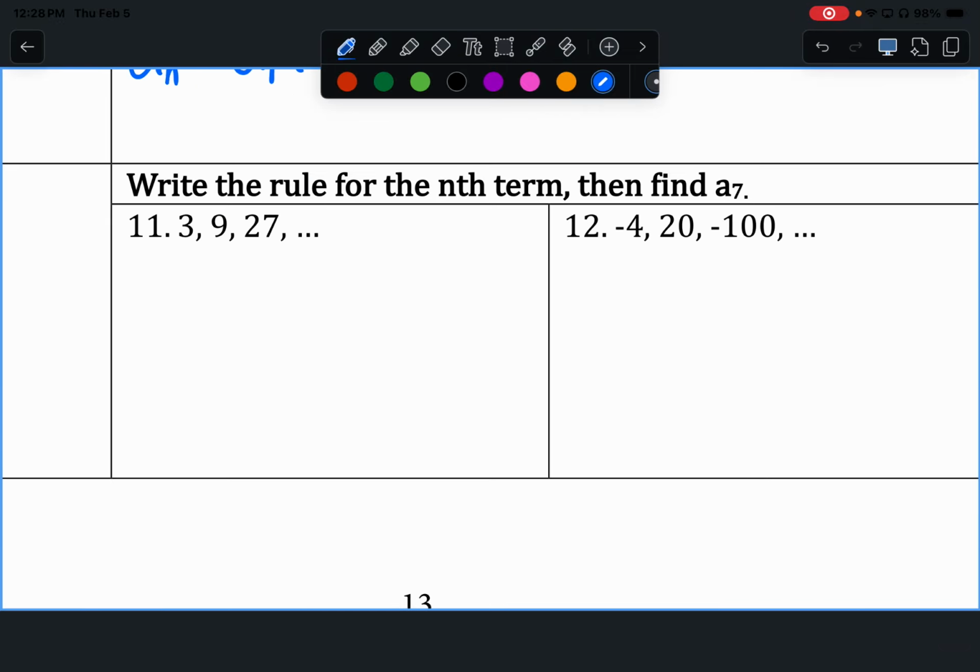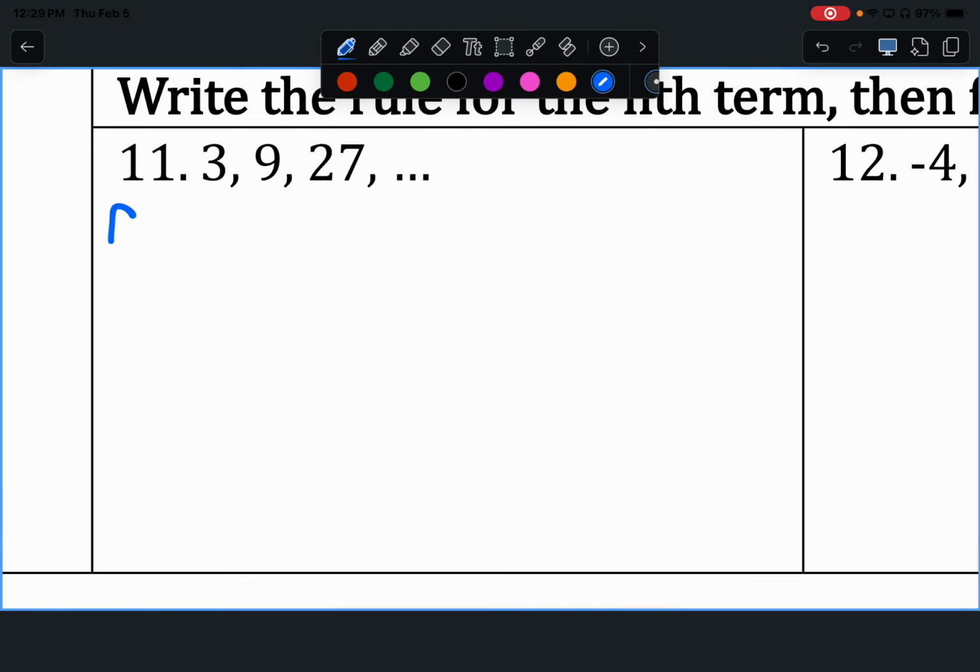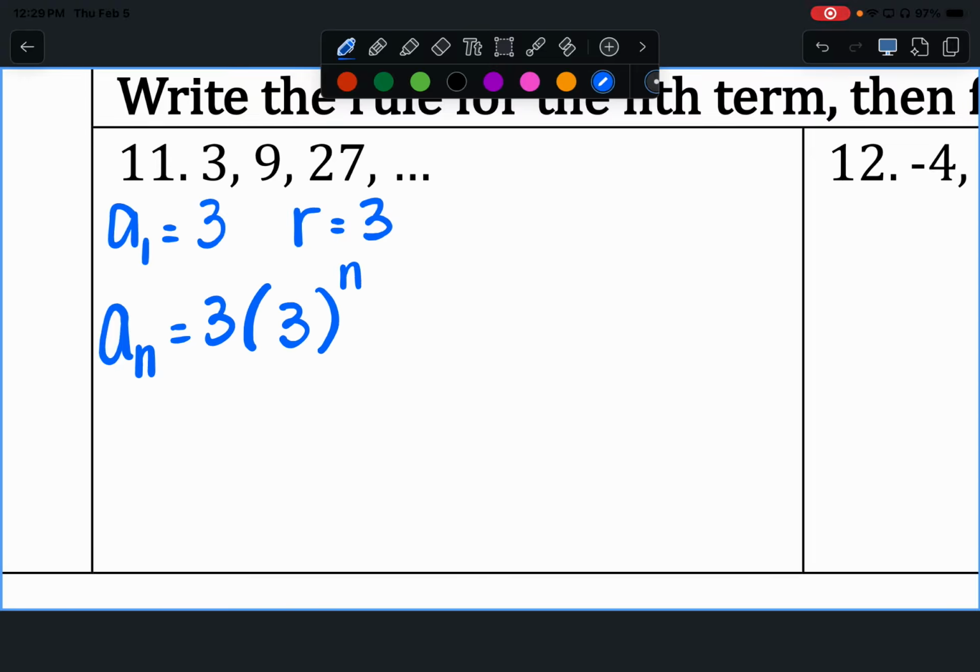So we're going to actually do some of these. We're going to write the rule for the nth term, so that means we're going to write what a sub n is, or the nth term of the sequence. And then we're going to find a sub 7, the 7th term of the sequence. So let's start with number 11. What is the first term of number 11? 3. Okay, what is our common ratio for number 11? So we're going to set up our equation. To find the nth term, we're going to take 3 times 3 to the power of n minus 1.